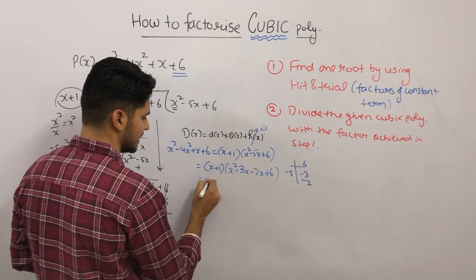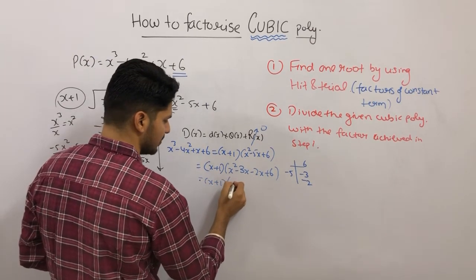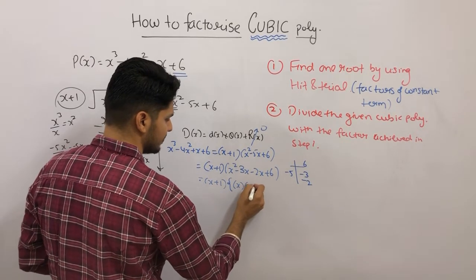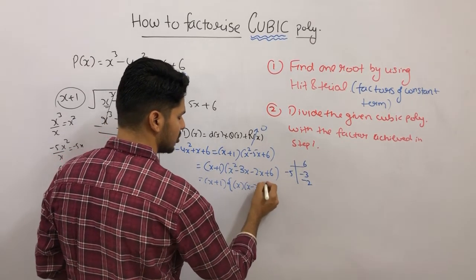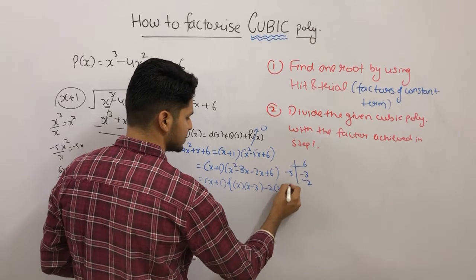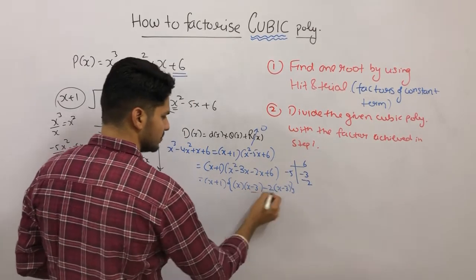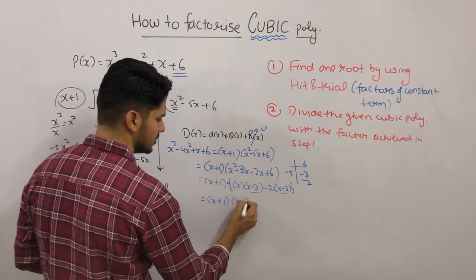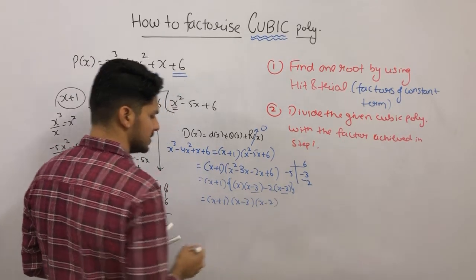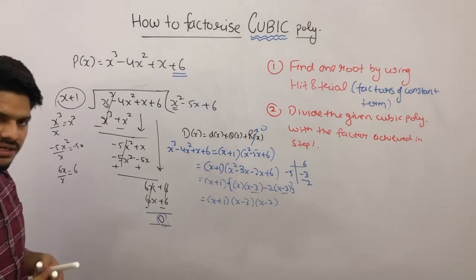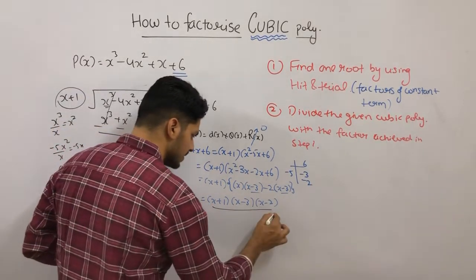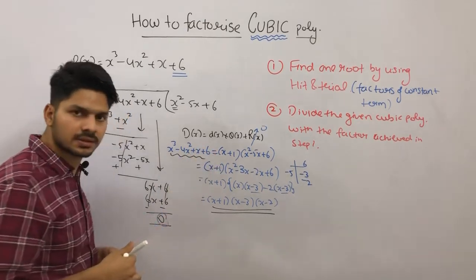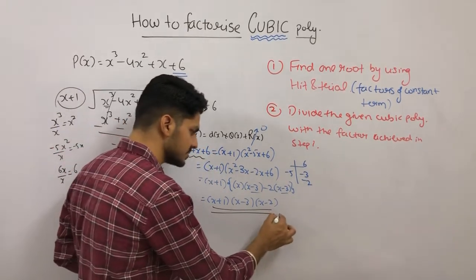Okay, x plus 1 as it is. Here common will be x, and we are left with x minus 3. Here common is minus 2, we are left with x minus 3. Okay, in both of these common is x minus 3. So we are now on the last step. This is what our factors are. So this is the factorization of this cubic polynomial. So this is our answer.